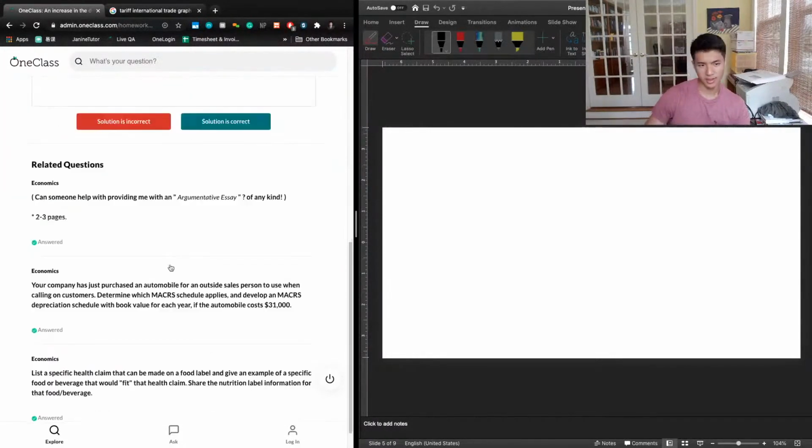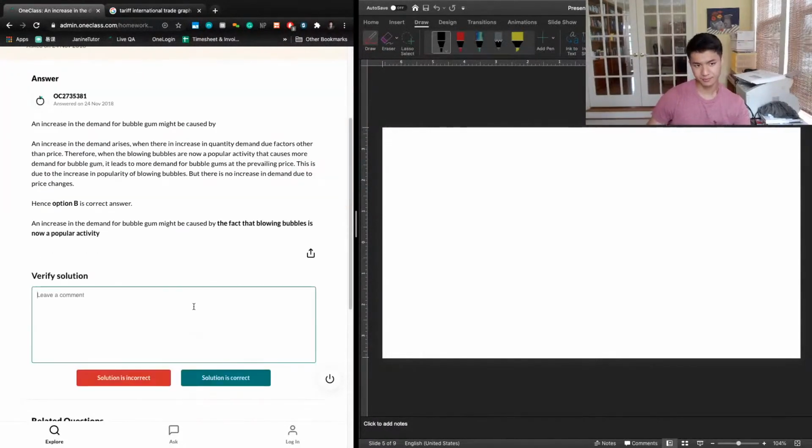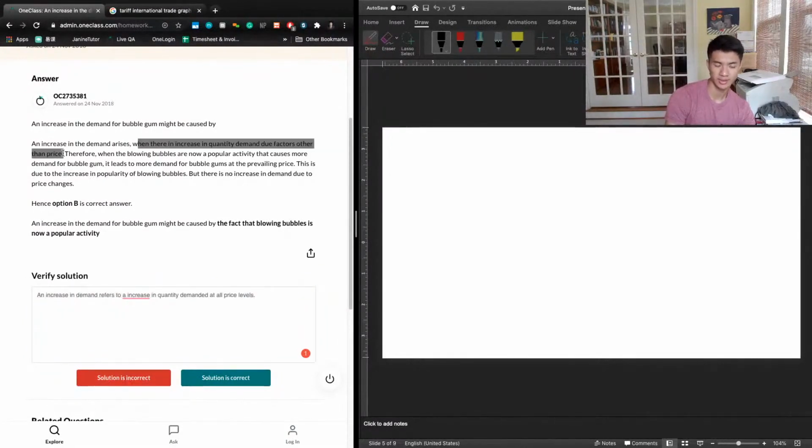Just want to note that an increase in demand refers to an increase in quantity demanded at all price levels, right? And so that's probably a better way of phrasing the way we understand demand shifting. And so that's just the one thing I want to correct, but otherwise it's a good answer.